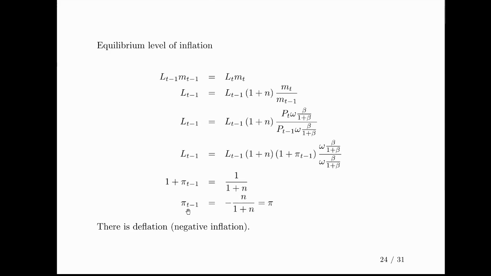So I see that inflation yesterday is equal to minus n over 1 plus n, but n also is a constant, the constant rate of growth of the population. So basically the inflation rate is constant and it's always the same thing, minus n over 1 plus n. We can just write pi_{t-1} as pi. So then what do we see? We see that if there is an increase in population, then there is actually a decrease in the price level.